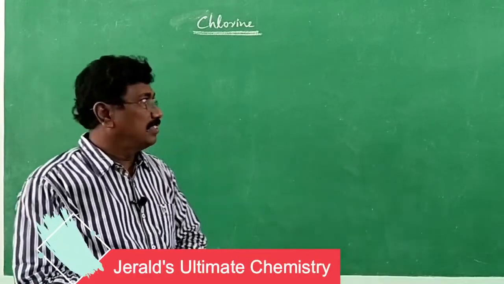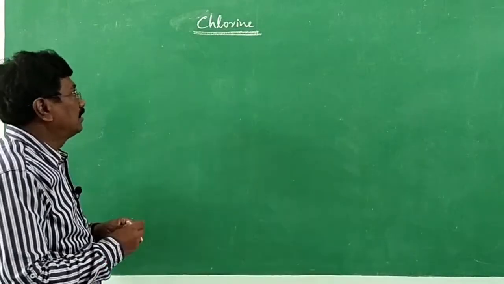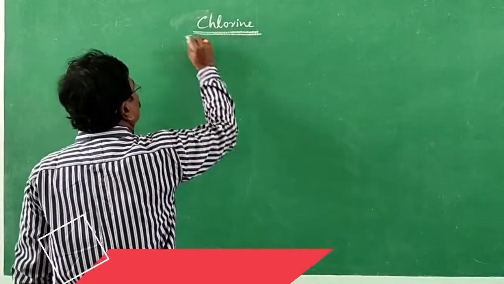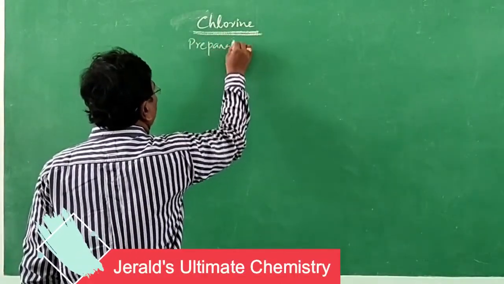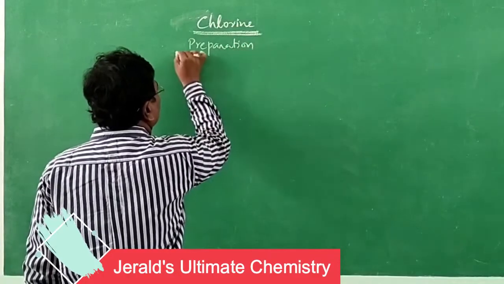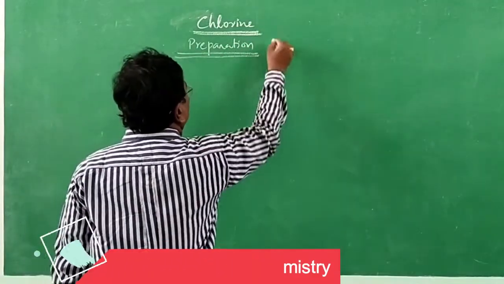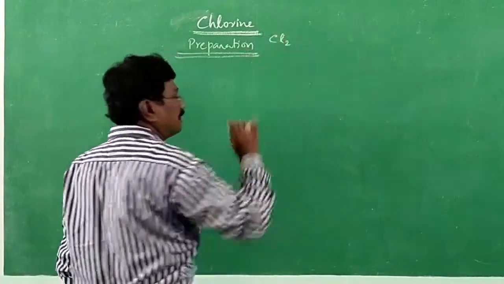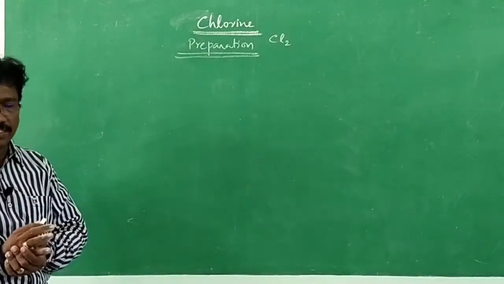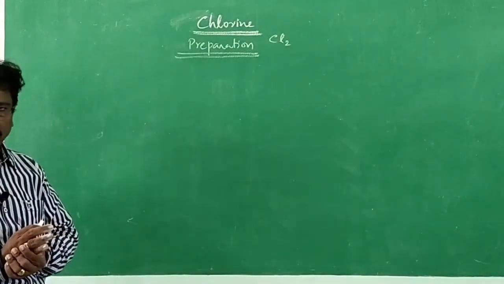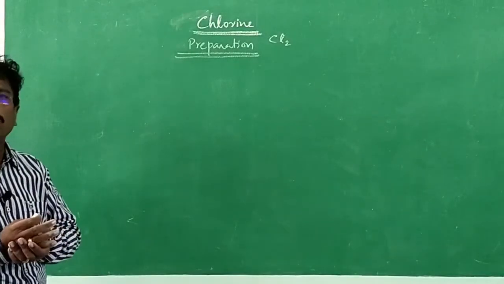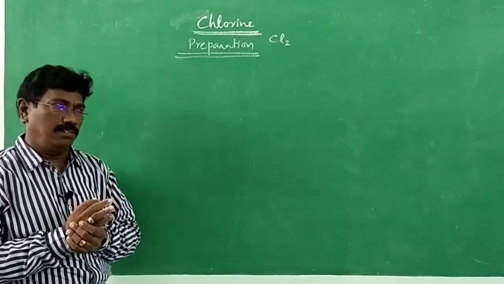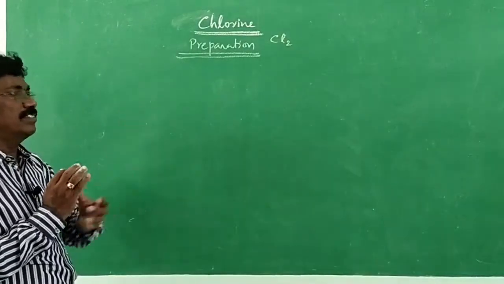Dear students, today we are going to talk about preparation of chlorine. Chlorine, its preparation only. I am going to concentrate only on preparation. Of course, you have got a rough idea about chlorine. It is a gas, greenish yellow colored gas, irritating odor, leads to headache. If you inhale larger quantities, even fatal is possible. That's about the introduction of chlorine.